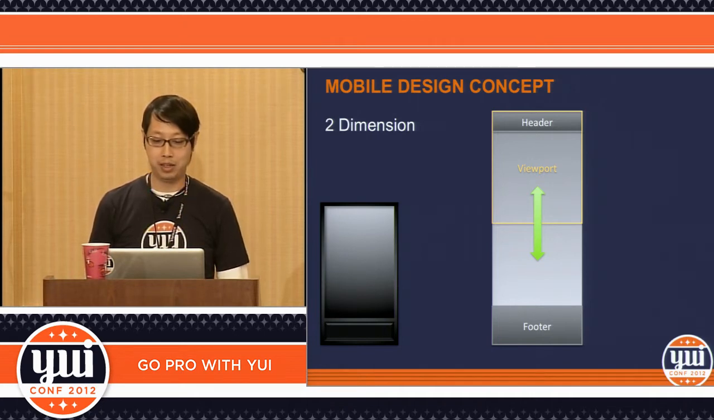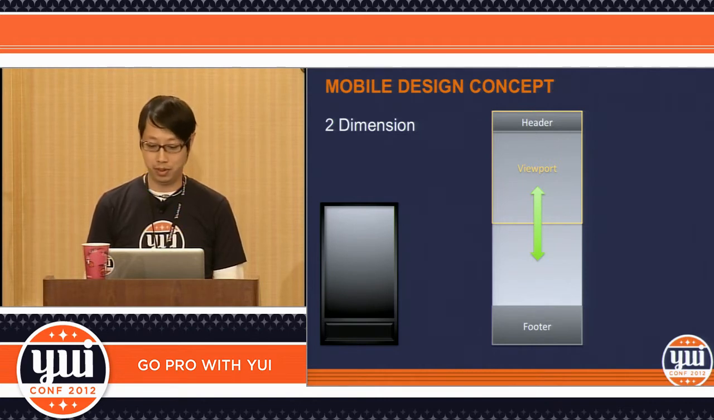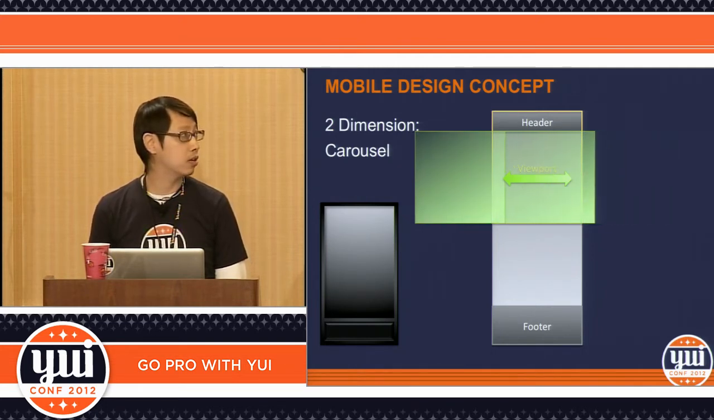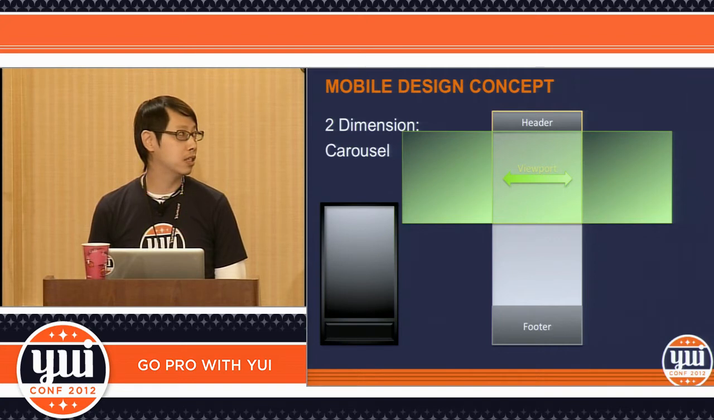We can make the up and down scroll one dimension to two dimension. For example, we can provide a carousel. Then the user can have another dimension. He has a chance to view more content with the carousel. Just flick left and right.